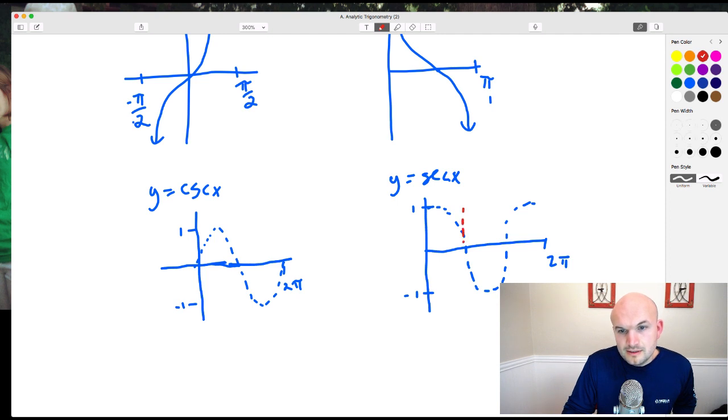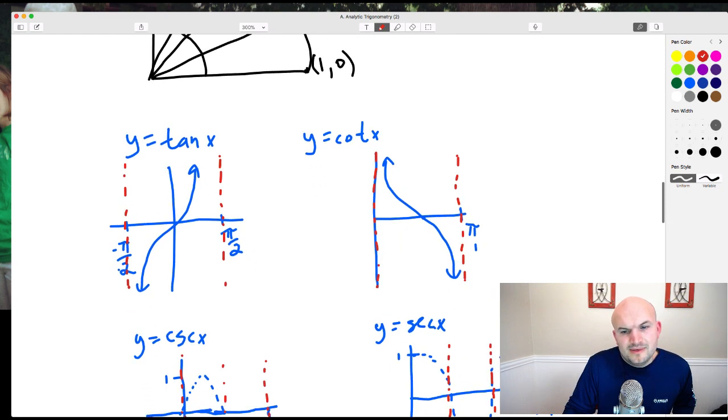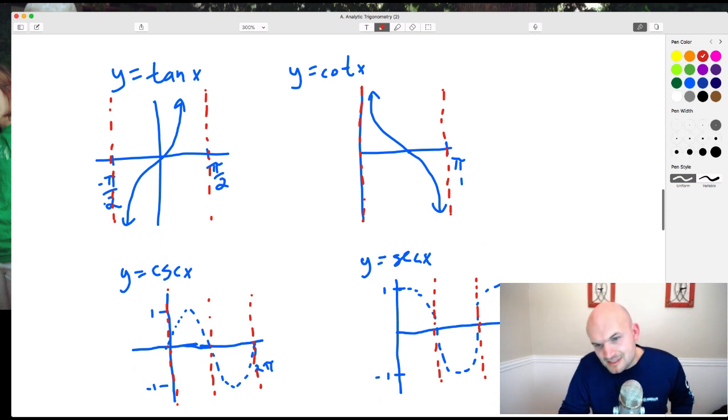Okay, so these graphs I'm going to do in red. Anyways, let's do the asymptotes. Now remember, these asymptotes occur where the reciprocal graph crosses the x-axis. That's why it's helpful to know the reciprocal functions for cosecant and secant. Cosecant is the reciprocal of sine, and secant is the reciprocal of cosine, because then you know where the asymptotes occur. They occur where there are x-intercepts. So this one has asymptotes at 0 and pi. These two have basically the same initial period asymptotes.